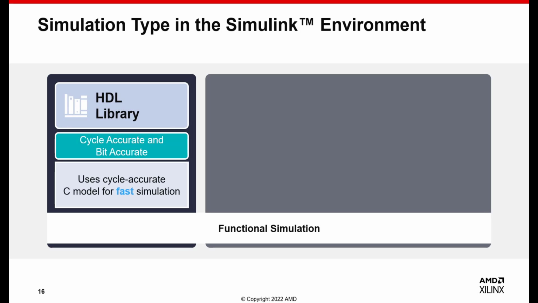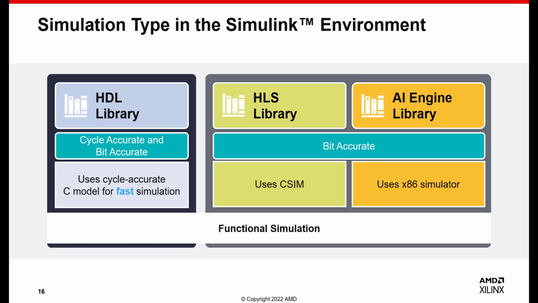Most of the HDL blocks have an equivalent cycle-accurate C model to verify the RTL for a faster simulation. In some cases, it may use the XSIM to simulate the blocks where the C model is not available. For HLS blocks, it uses the CSIM, which is bit accurate but not cycle-accurate. Similarly, AI Engine blocks are simulated using the x86 simulator for faster verification, which is bit accurate but not cycle-accurate.